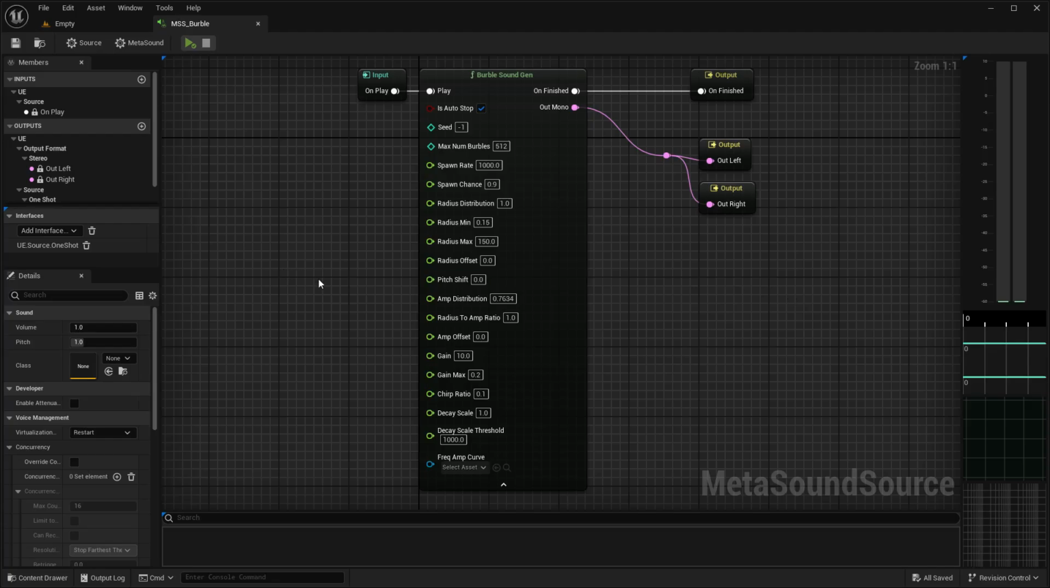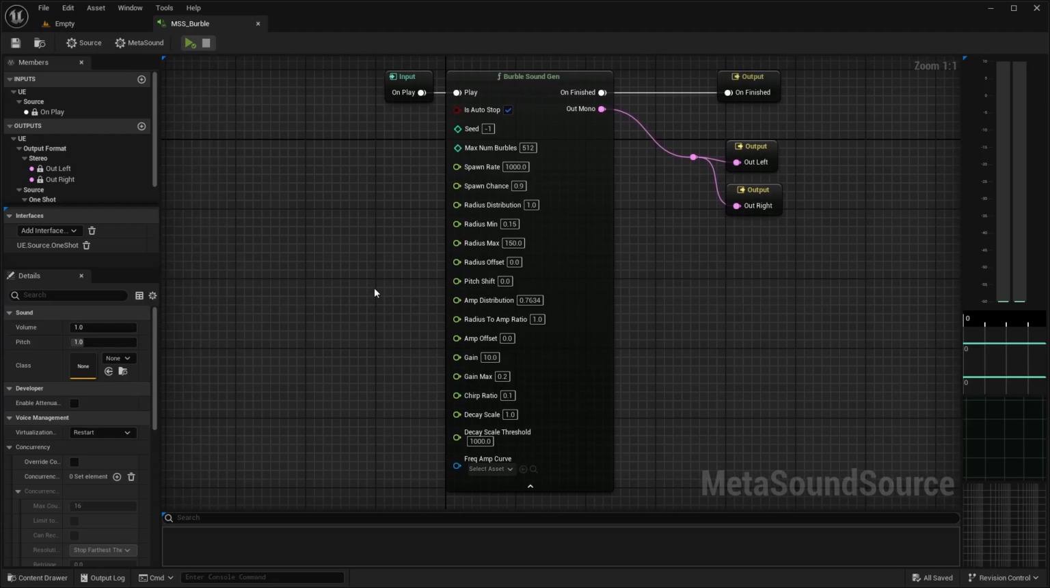In this video, we'll explore creating procedural liquid sound effects with Burble sound synthesizer. Basically, liquid sounds are primarily produced by the release of air bubbles at the surface of a liquid. For example, when you are pouring water into a cup, countless tiny air bubbles form within the liquid. Because air is less dense than water, these bubbles rise toward the surface. As they break free, they create distinct sounds that we associate with liquid movement.